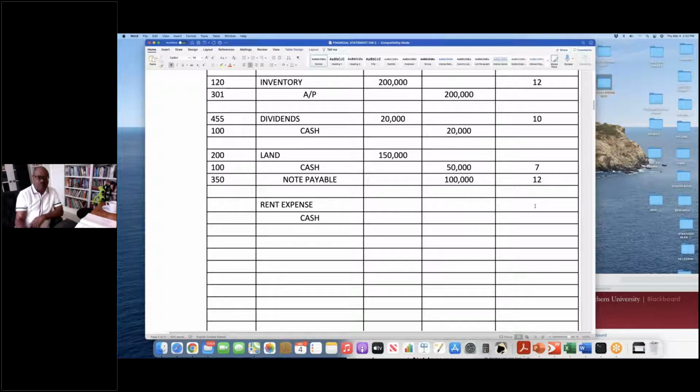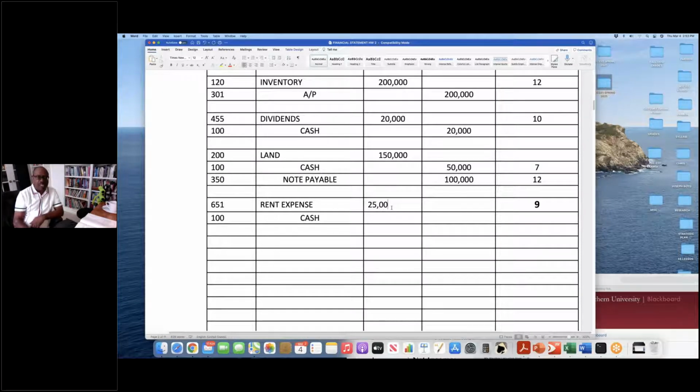What's type 9? Payment of an expense. Okay. What's the account number for rent? 651. What's our amount? 25,000.